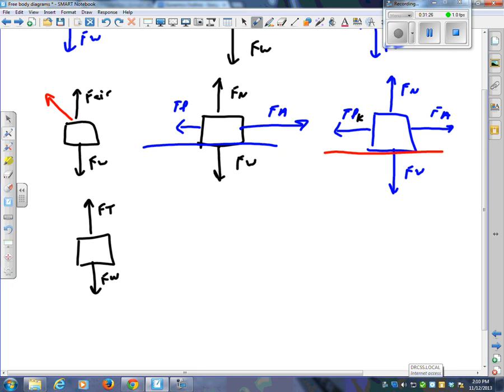Number 8, a skydiver is descending with a constant velocity. Consider air resistance. Diagram the forces acting upon the skydiver. Skydiver descending, constant velocity. Weight force, what would you call this one? Not normal. Air resistance, yeah.